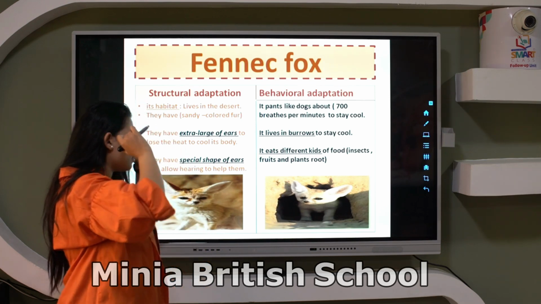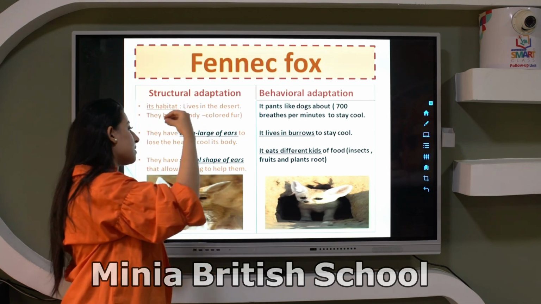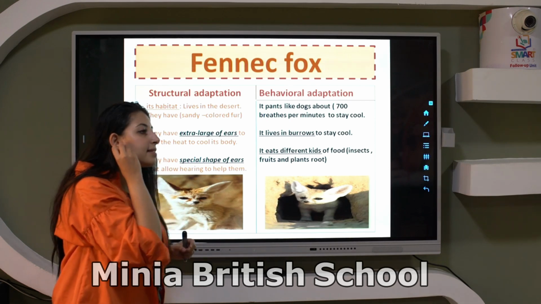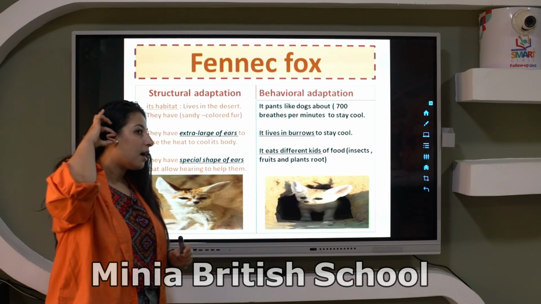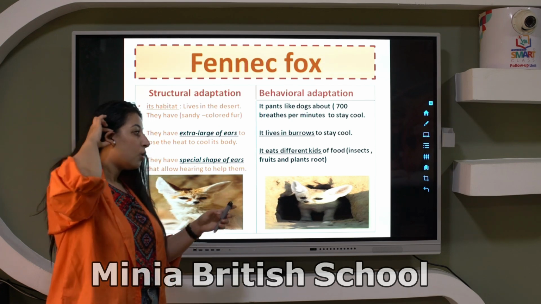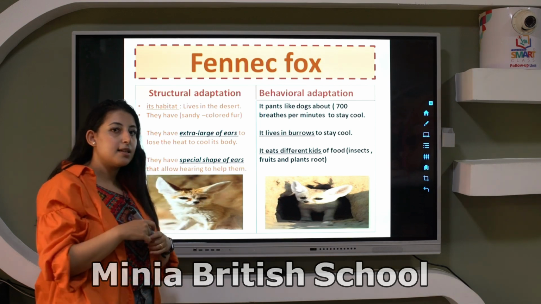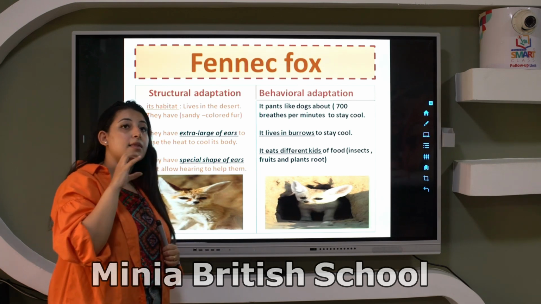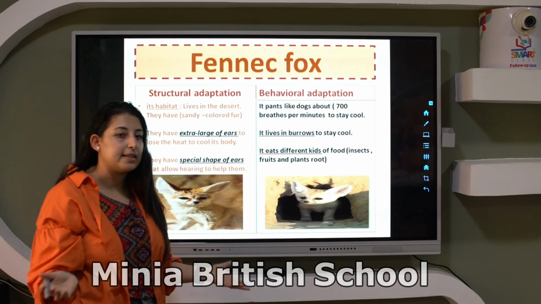look like a circle. What are they used for? To give it excellent hearing. As I use my ear this way, I can hear better than any time, right? Also, the fennec fox has special ears to give it excellent hearing, so it has a super sense of hearing. It can hear all the voices of small prey, so it can hunt them easily.